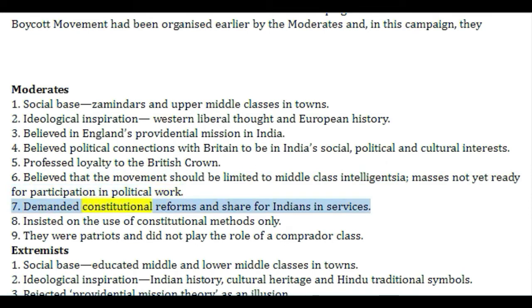7. Demanded constitutional reforms and share for Indians in services. 8. Insisted on the use of constitutional methods only. 9. They were patriots and did not play the role of a comprador class.